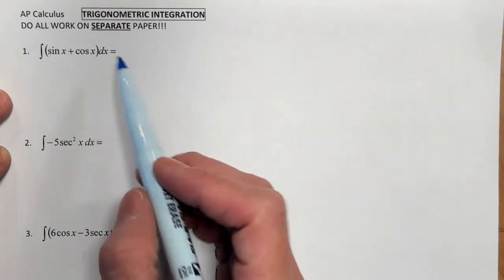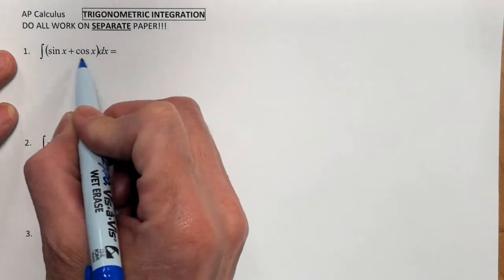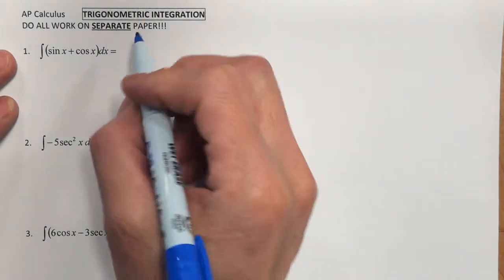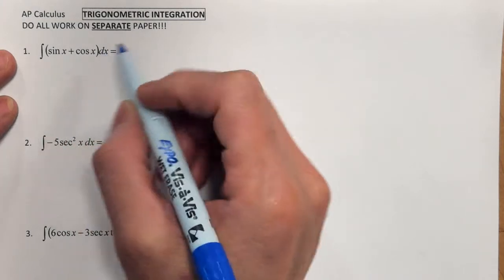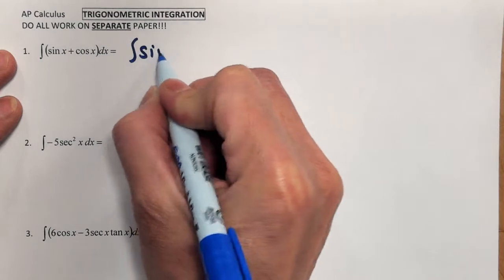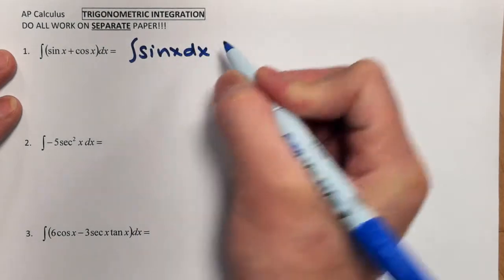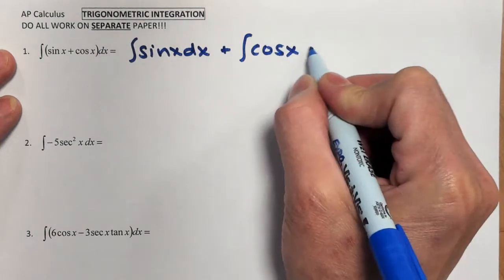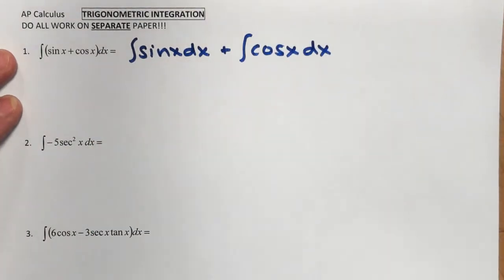The integral of sine. Well, first of all, we've got a sum. You don't have to rewrite this at all, but just a reminder that the integral of a sum is the sum of the integrals. So this is the same thing as the integral of sine x dx, plus the integral of cosine x dx. So we just need to integrate each piece individually and add them together.